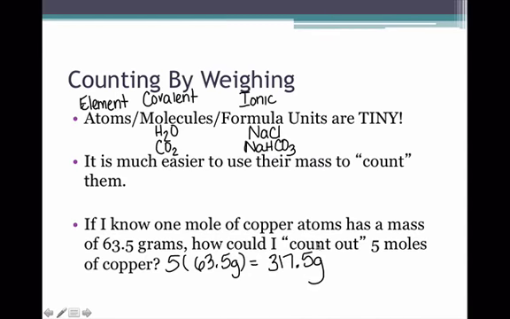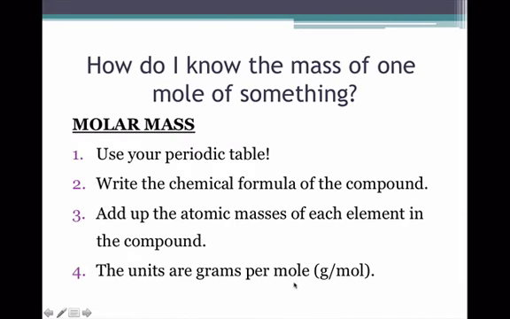So this count out really means what I would do is I would put 317.5 grams of copper onto the scale, and I would know that I would have 5 moles of copper on the scale. So we're going to use their masses to count out the number of atoms and to count out the moles. And we'll do a lab with that in class.